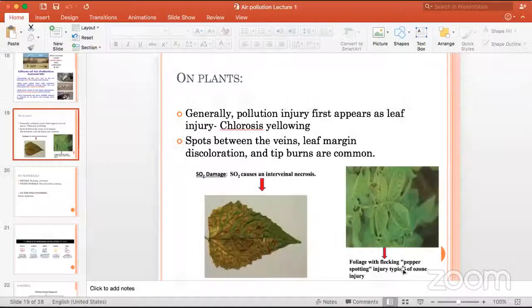The case of ozone injury, right? So in the case of leaves, can you see here? Sorry, in the case of leaves, it causes flaking or it causes black spots because of exposure to ozone. This is because of exposure to sulfur dioxide. So even plants are getting affected because of the increase in contamination of air. The rise of pollutants in the air is also causing these changes.